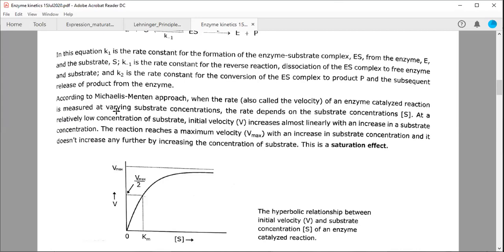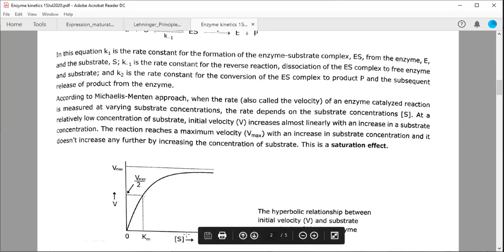Obviously, at a relatively low concentration of substrate, the initial velocity V naught increases almost linearly with an increase in the substrate concentration. So this is a very linear, directly proportional relationship. Then the reaction reaches a maximum velocity, called Vmax, as the substrate concentration increases.